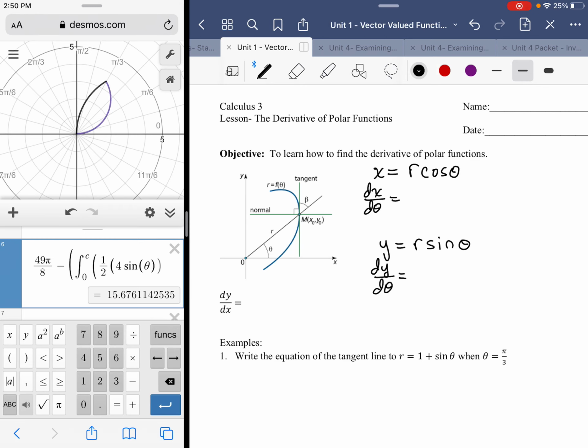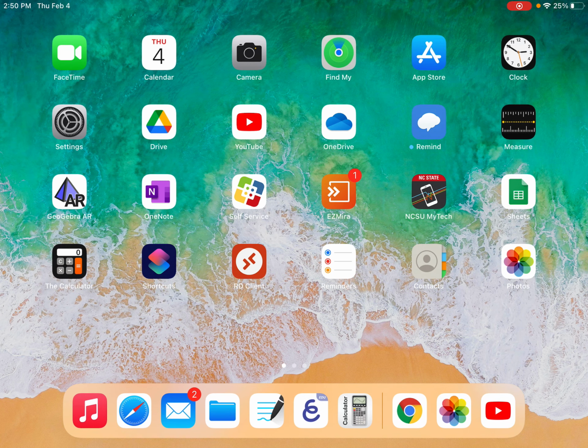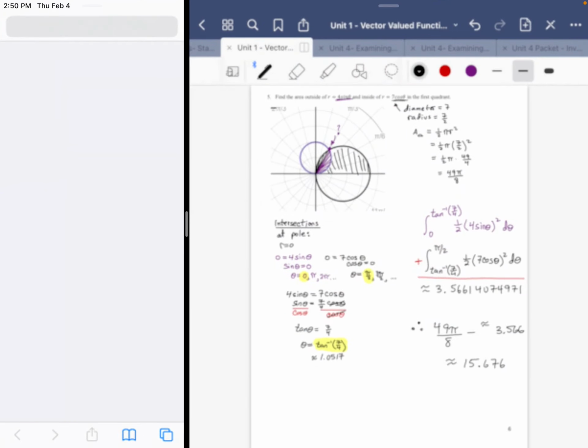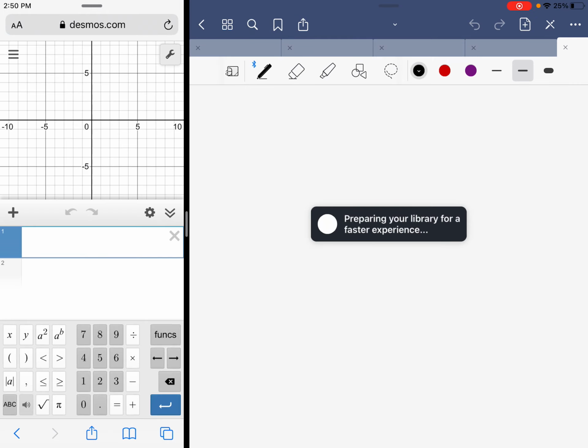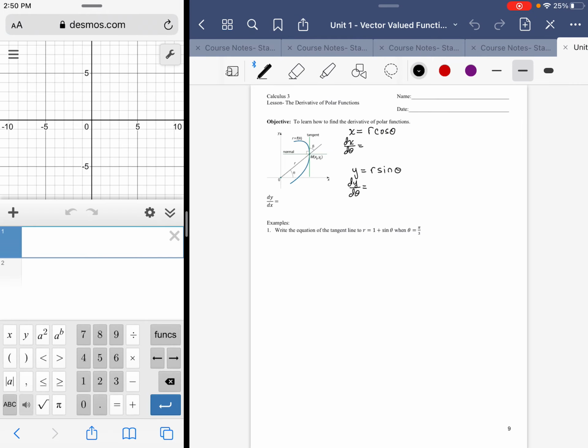All right. So although you'll find that this is going to end... lovely. I love it when an app craps out. There we go.